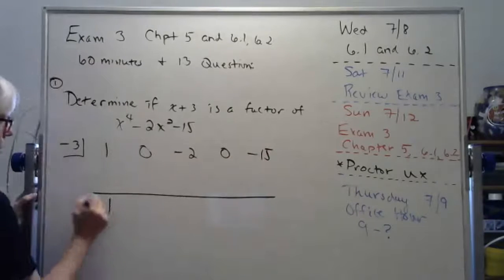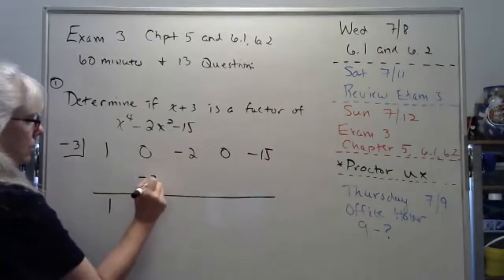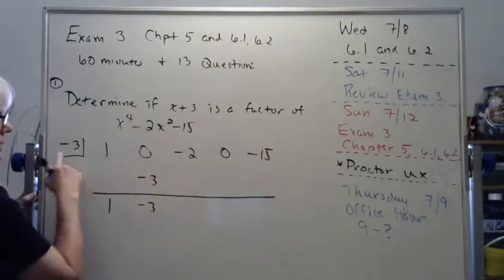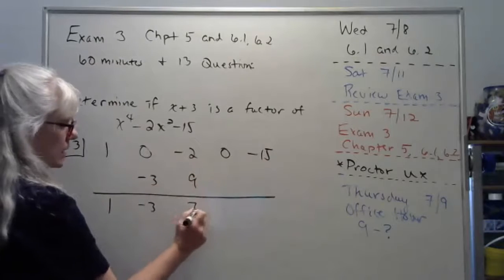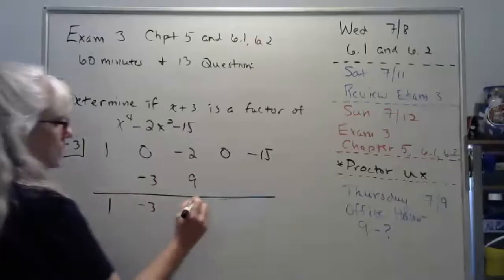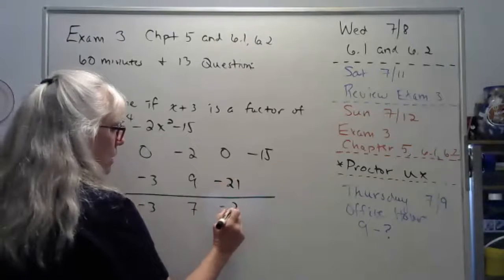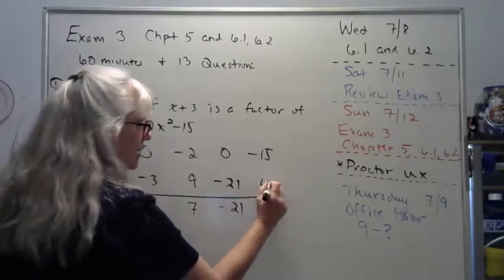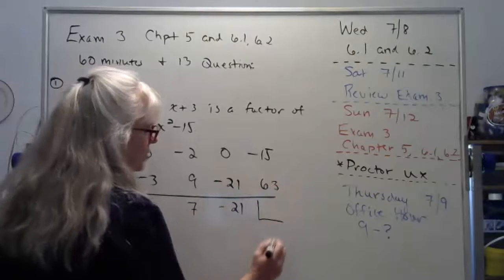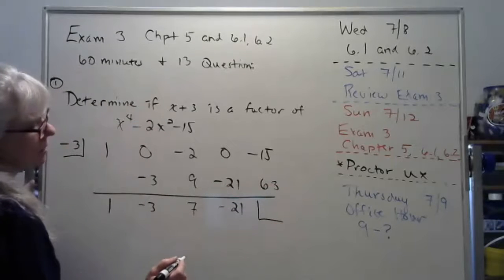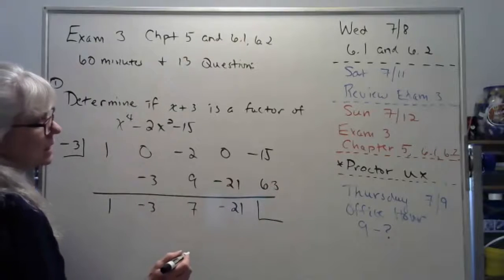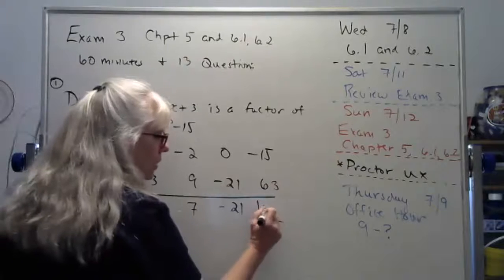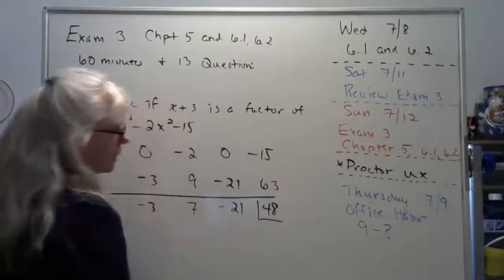Okay, we're going to bring down our 1. -3 times 1 is a -3. -3 times -3 is 9. It's going to give us a 7. -7 times that -3 is a -21. And -21 times a -3 is a positive 63. And I don't know what that comes out to be. That would be 53. So 48. Positive.